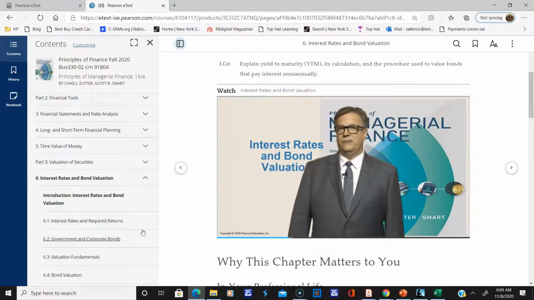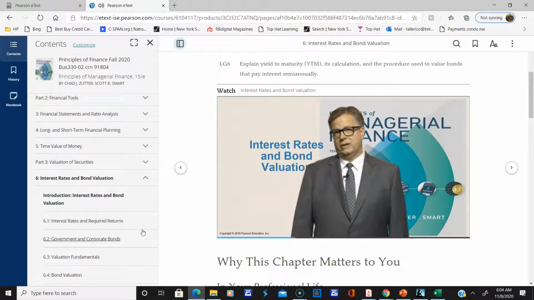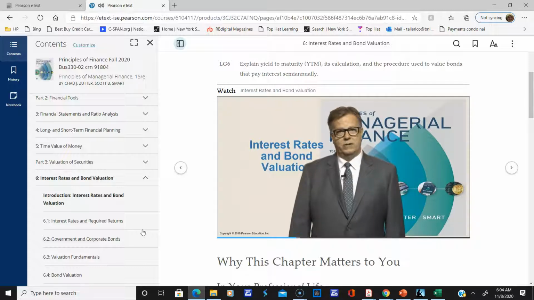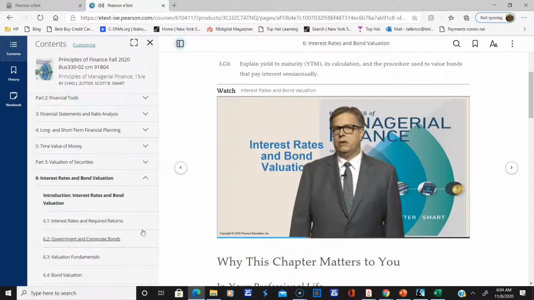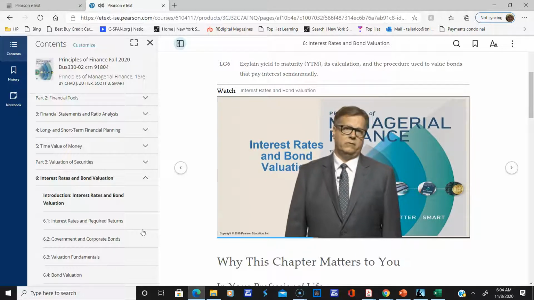Another big factor that influences interest rates on bonds is risk. From the beginning of this text, we've said that there's a trade-off between risk and return. Investors demand higher returns on riskier investments, so when a firm issues a bond, the interest rate that it will have to pay will depend not only on the rate of inflation in the economy, but also on the riskiness of the firm's bonds as perceived by investors.